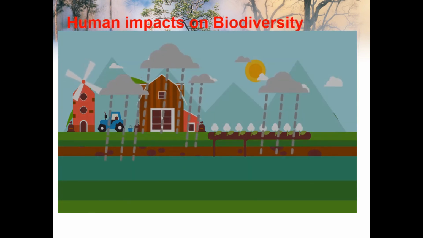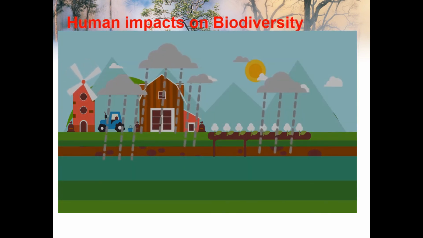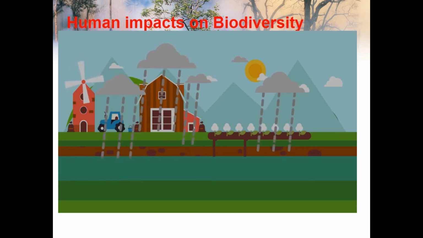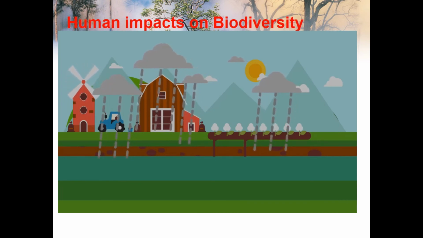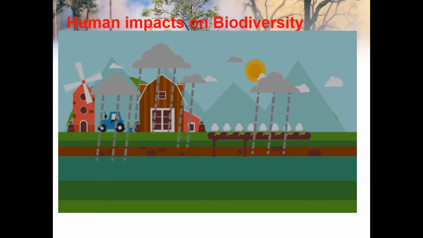Acid rain is a consequence of humans polluting the air. This causes lakes and water bodies to become more acidic, killing fish, mollusks, amphibians, and many other species.